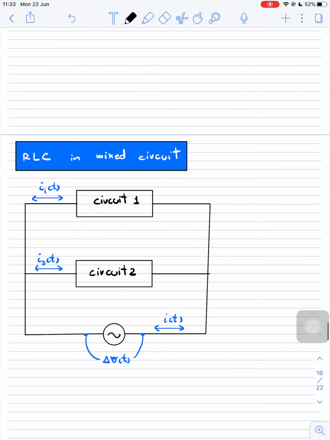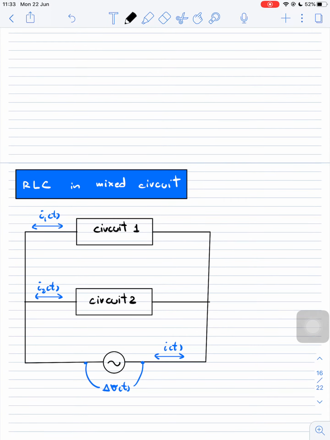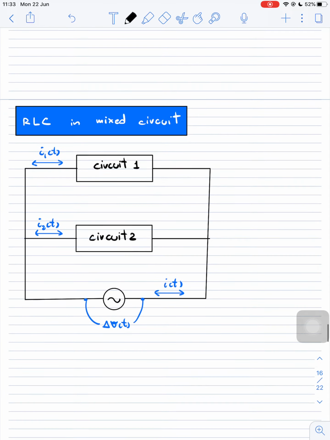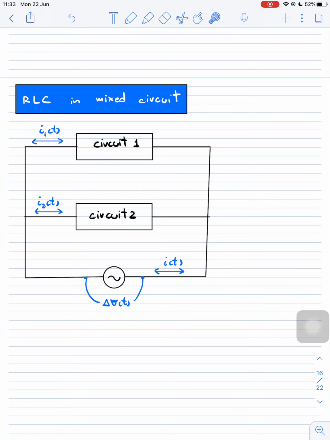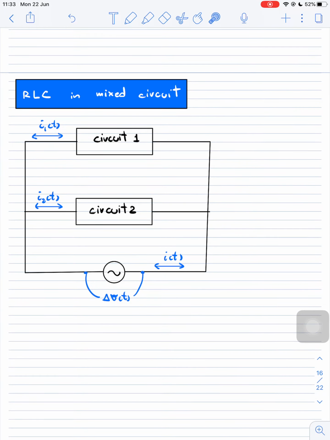What does it mean? It means that right now we have, let's say, circuit 1 and circuit 2 connected in parallel to each other. Circuit 1 just means the combination of the R, the L, and the C. Circuit 2 again just means the combination of the R and the L and the C. So this is called the mixed circuit. In this case, I will give you what is inside circuit 1 and circuit 2, so let's just look at it as a module.